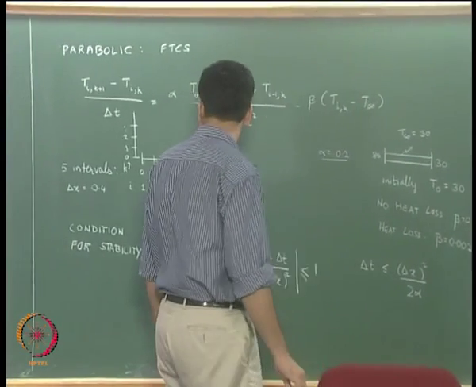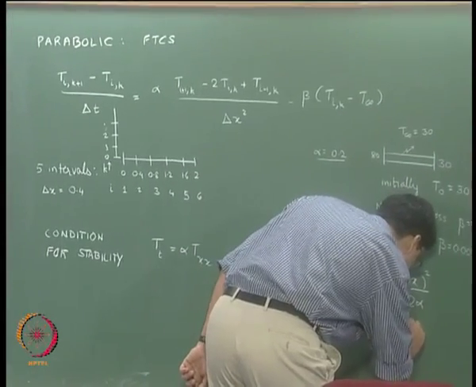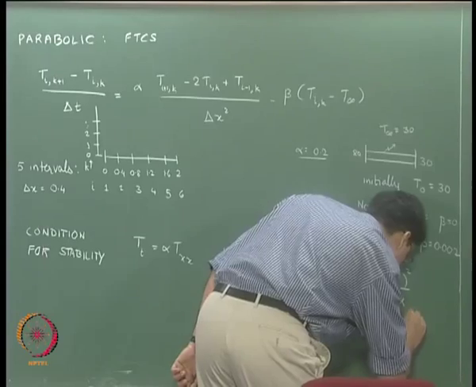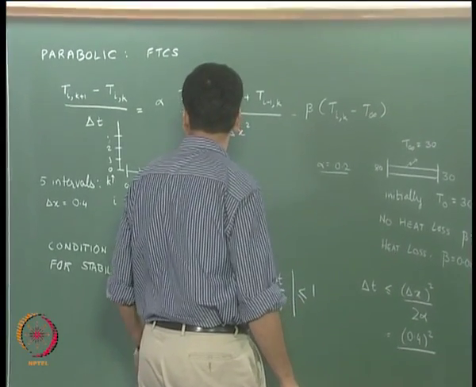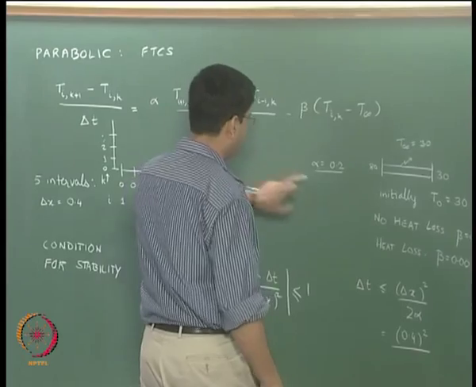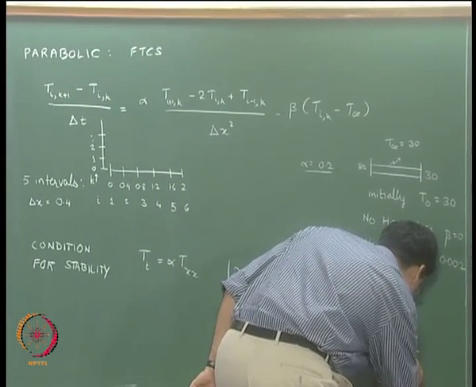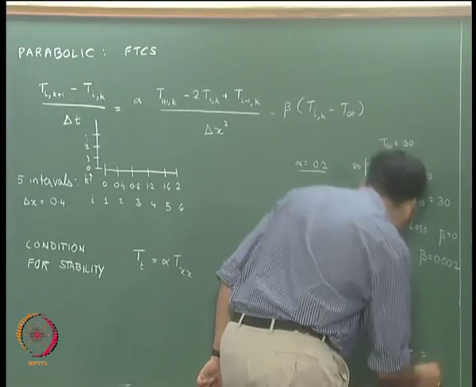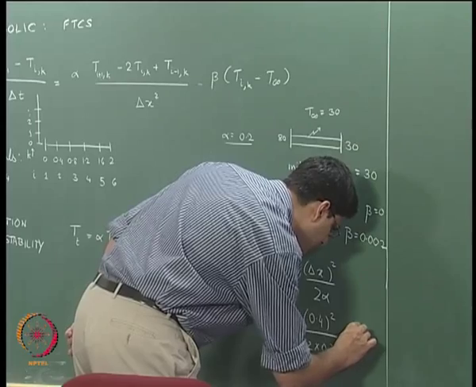by 2 alpha, and delta x squared by 2 alpha is going to be equal to 0.4 squared divided by 2 alpha, and the alpha value we took as 0.2. So, divided by 2 multiplied by 0.2. So, our delta t has to be less than or equal to 0.4.